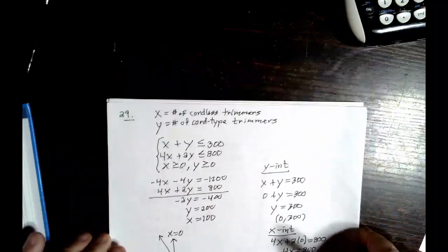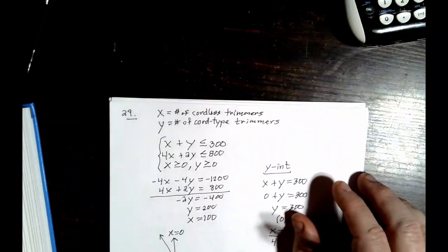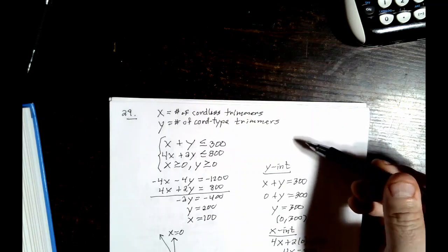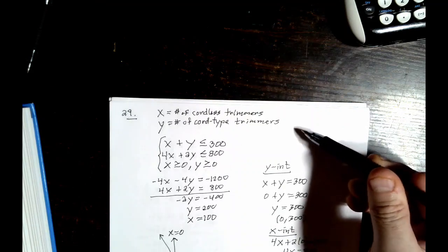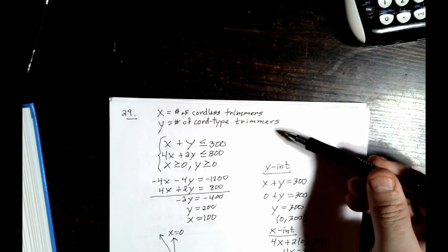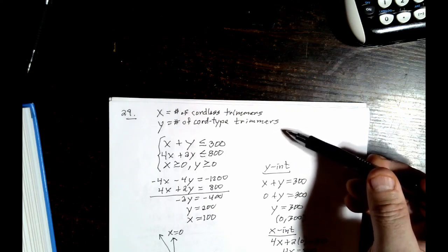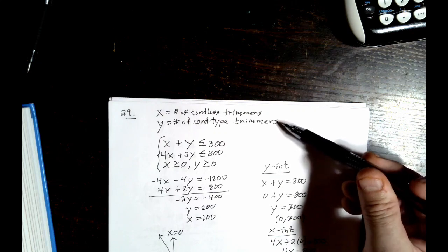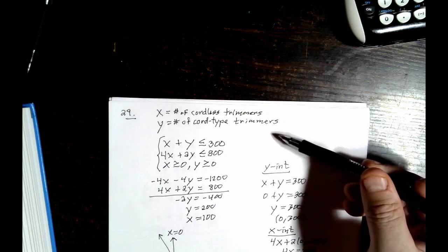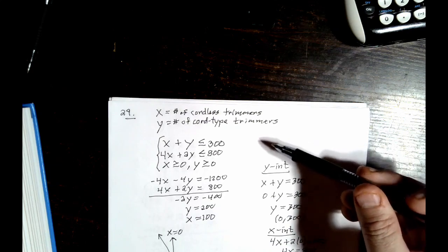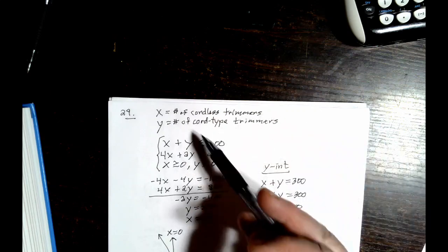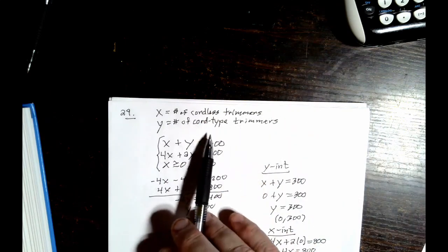Alright. 29. The manufacturer has two types of hedge trimmers. One is the cordless and the other is cord type. Okay? So they want to know how many of each type of hedge trimmer they're going to use. So if you look at the question and see what they're asking, that will tell you what the variable needs to be. The number of cordless trimmers and the number of cord type trimmers.